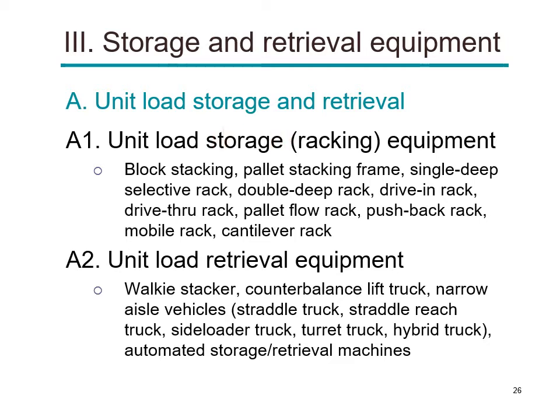And other than storing, we can talk about unit load retrieval equipment. And remember, in the first one for industrial vehicles, we talked about walkie stackers. So we can put that into this category as well, walkie stacker. Counterbalance lift truck, we also mentioned this in industrial vehicles. Narrow aisle vehicles or straddle trucks, straddle reach truck, side loader truck, turret truck, and hybrid truck. These are narrow aisle vehicles. And automated storage and retrieval machines we can talk about. So let's see some examples.